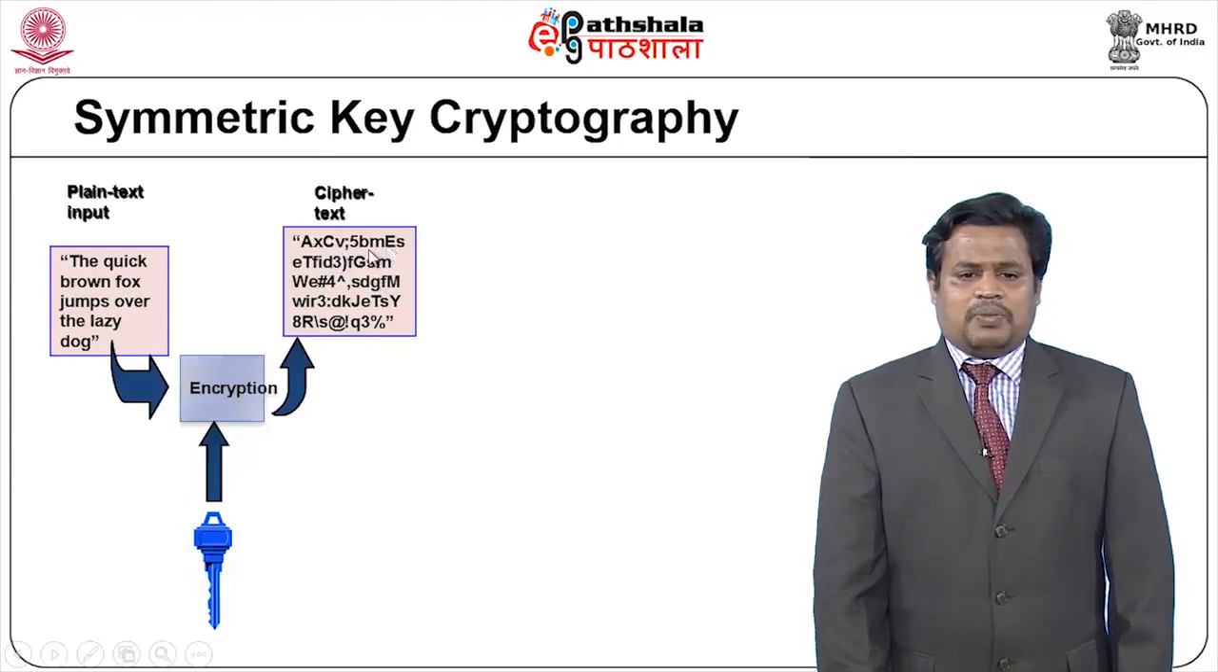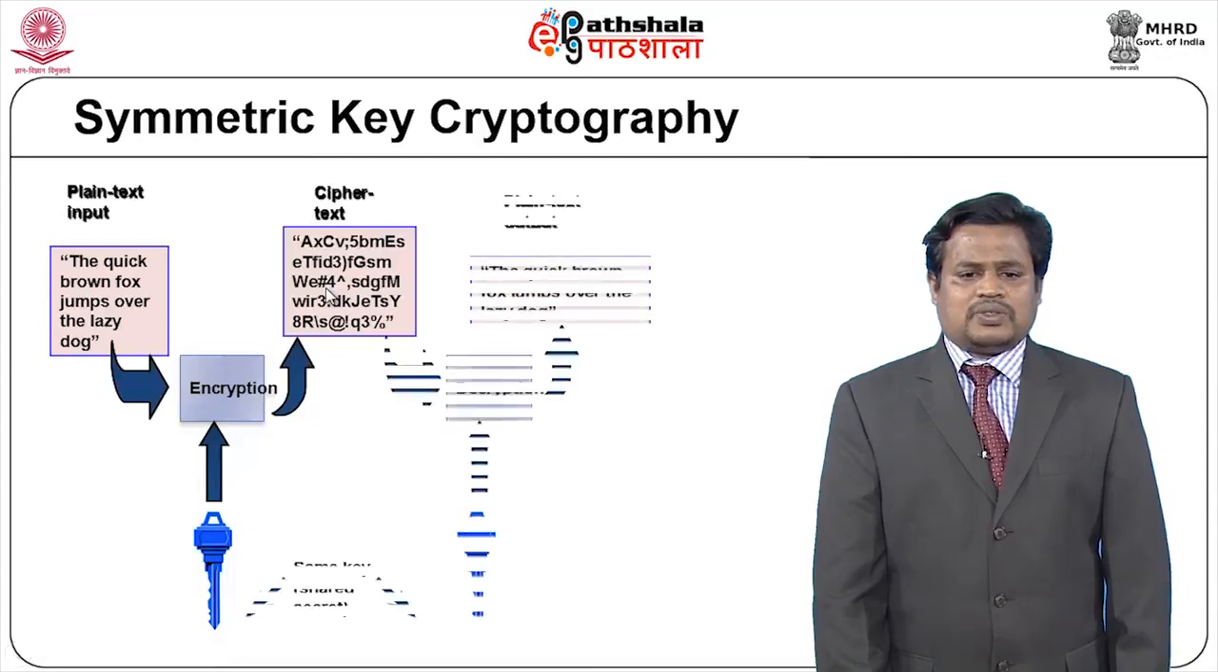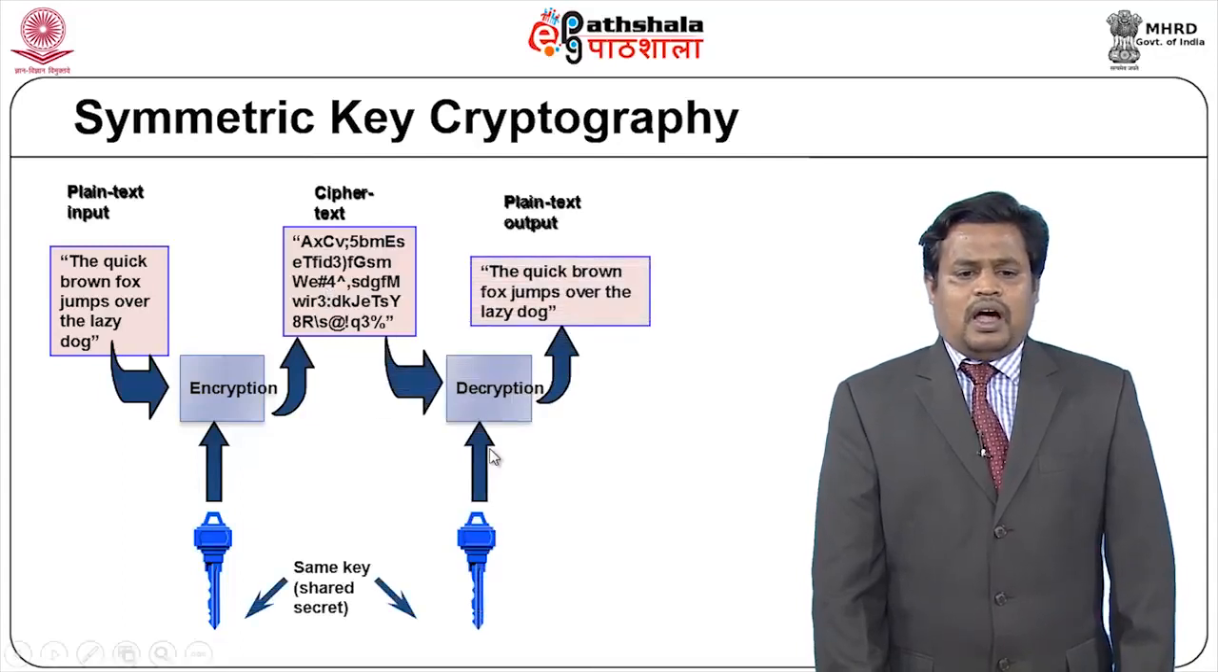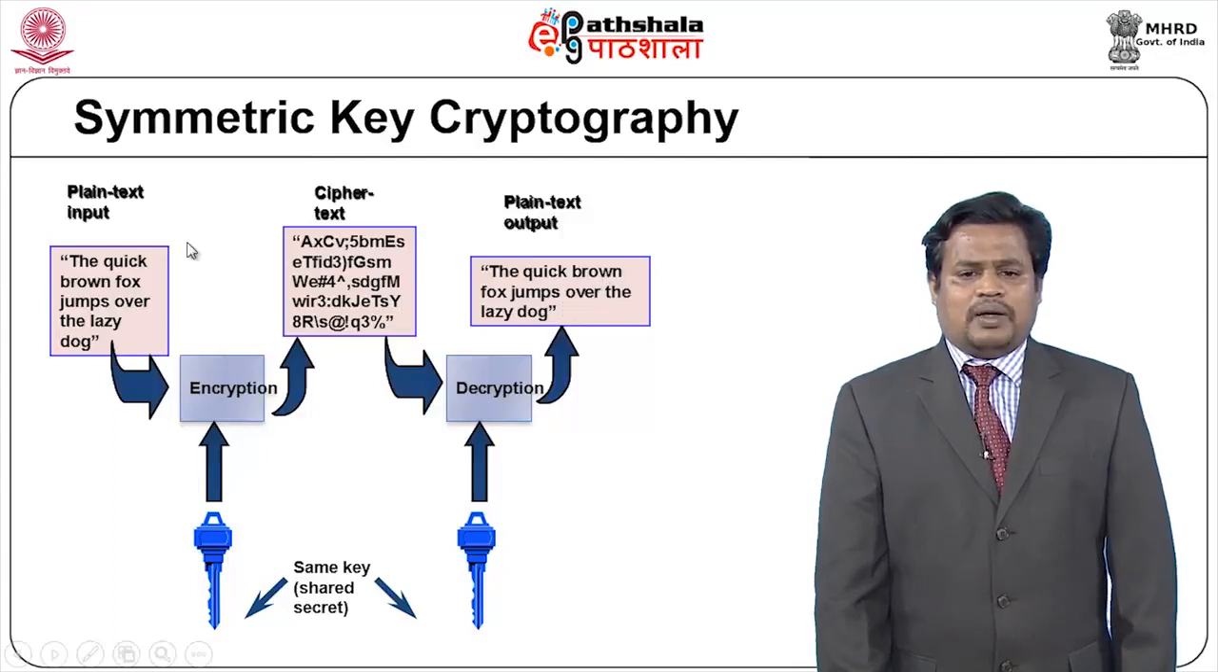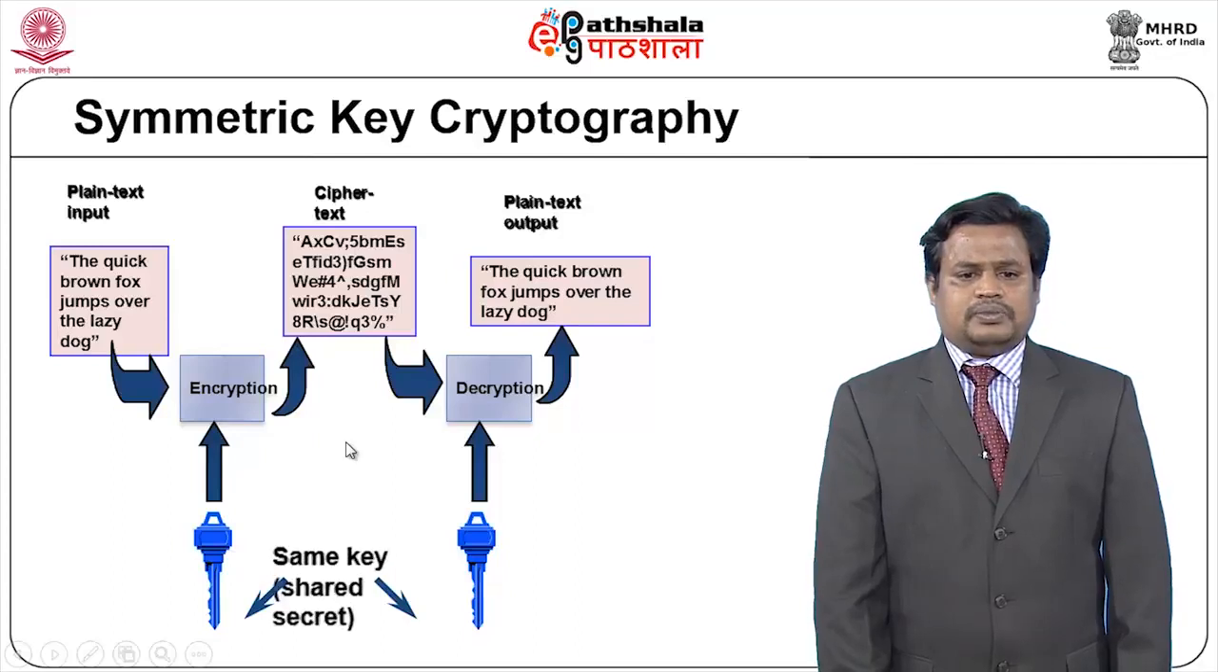Even if the adversary is able to look into the particular content, he may not be able to understand what exactly is going to be sent. On the receiver side, both are using the same key, that is why it's called symmetric key. The same ciphertext is received and goes through the decryption process, which converts it back to the plain text, exactly what the sender sent. So both are using the same key; it's a shared secret.